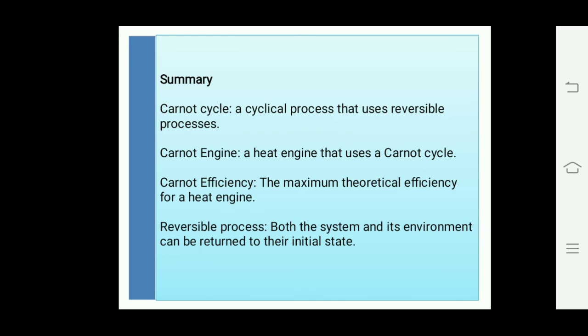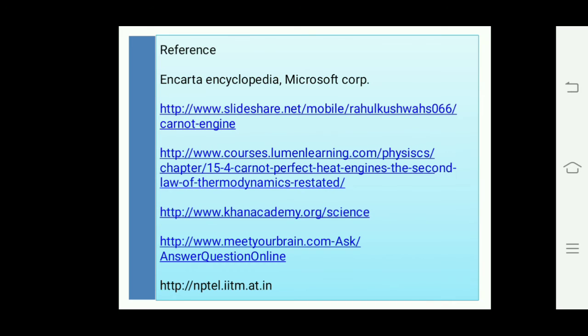In summary, the Carnot cycle is a cyclical process that uses reversible processes. A Carnot engine is a heat engine that uses a Carnot cycle, and Carnot efficiency is the maximum theoretical efficiency for a heat engine. Again, a reversible process is one where both the system and its environment can be returned to their initial state. So that is the Carnot principle, Carnot engine, and Carnot cycle. These are the references. Later in this video, we'll be solving a mathematical problem.